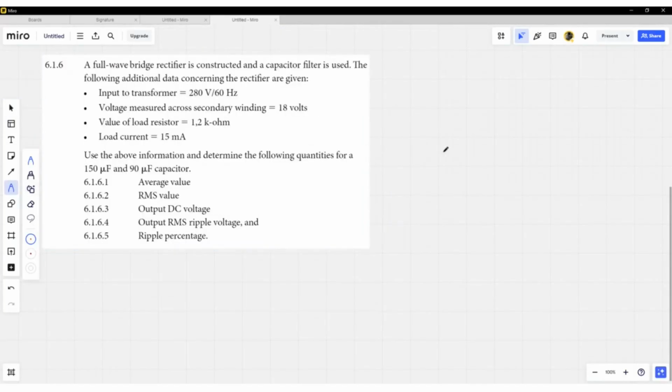Okay, so this one is going to be a tad bit more involved. Here we are told it's a full wave bridge rectifier, but I would maybe urge you guys to go and try it as a half wave rectifier as well, just to challenge yourself a bit.